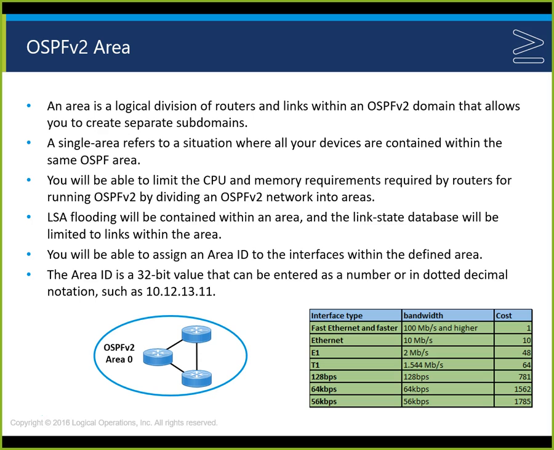The flooding is within an area. They don't flood out of the area. We assign an area ID to the interfaces within the defined area. The area ID is a 32-bit value, and it uses the highest IP address. OSPFv3, OSPF for IPv6, uses an ID that is similar to this.